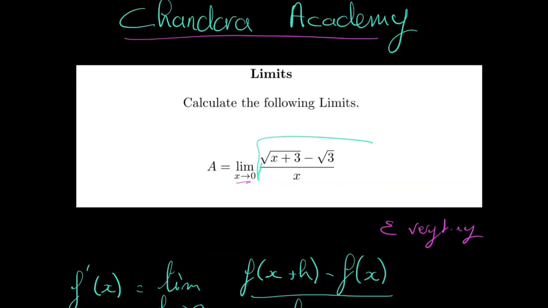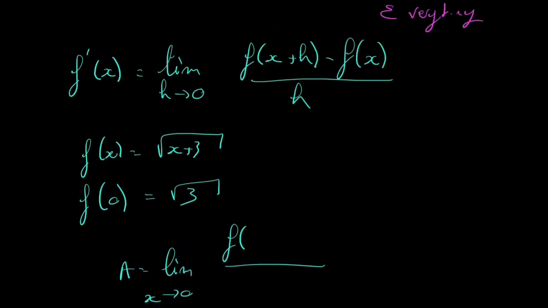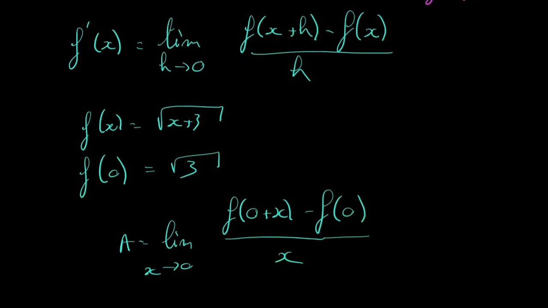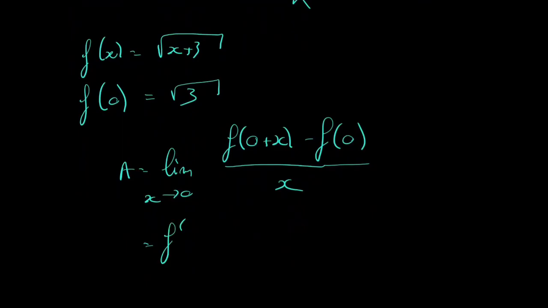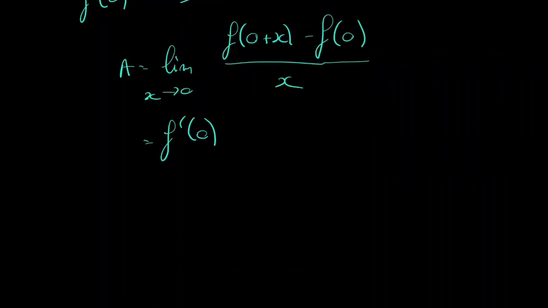And now we can transform this limit into a is equal to the limit when x tends to 0 of f of x minus f of 0 over x, so let's say x is equal to 0 plus x. And this is exactly the value of the derivative at 0, f prime of 0. And now we just have to calculate the derivative of the function f.